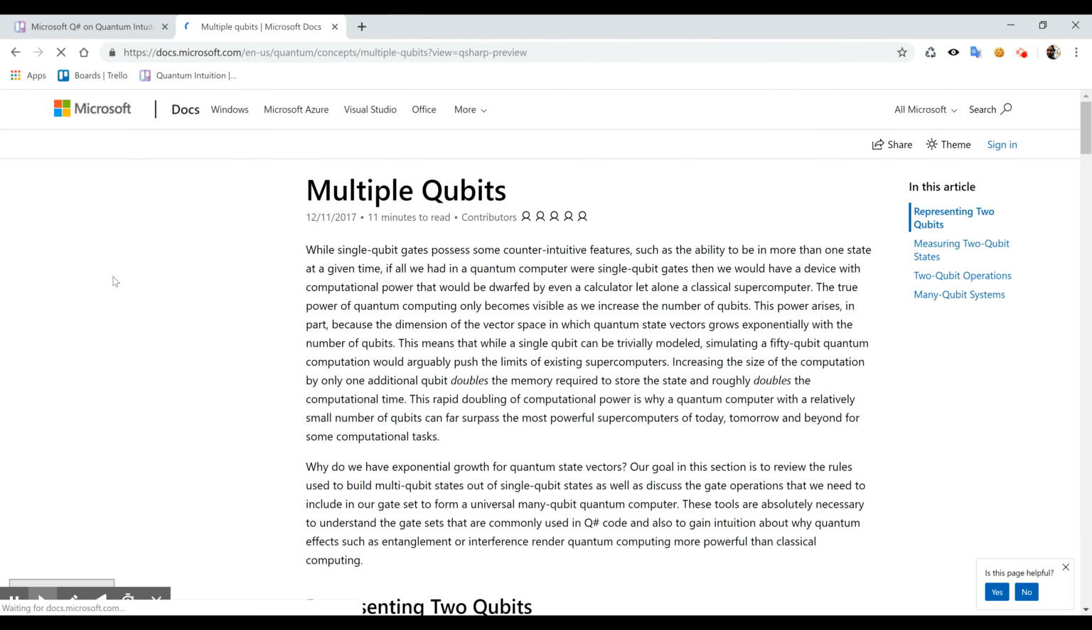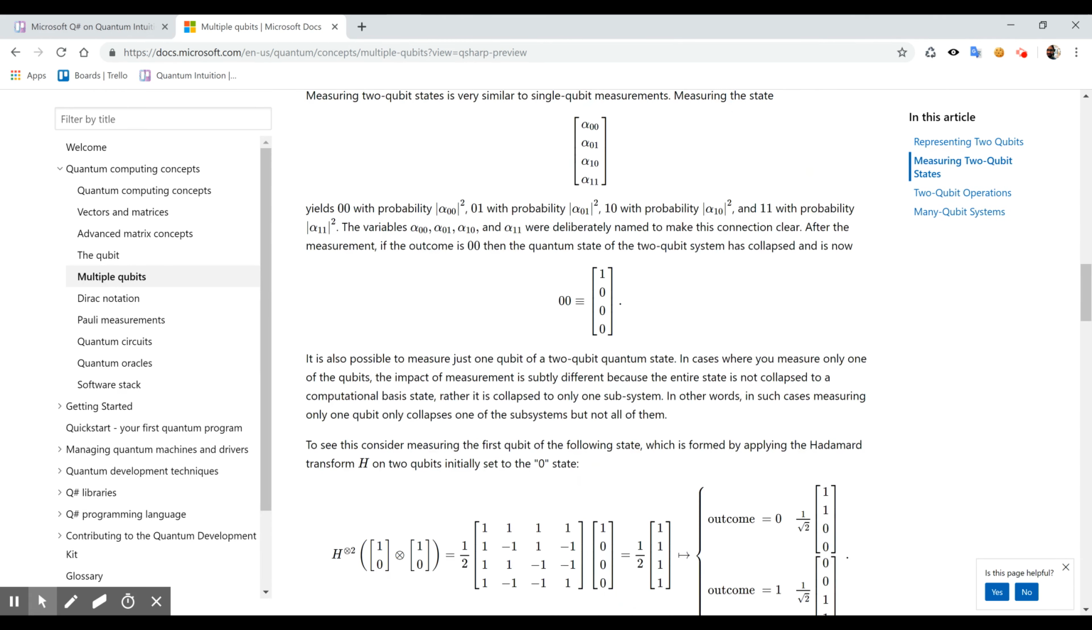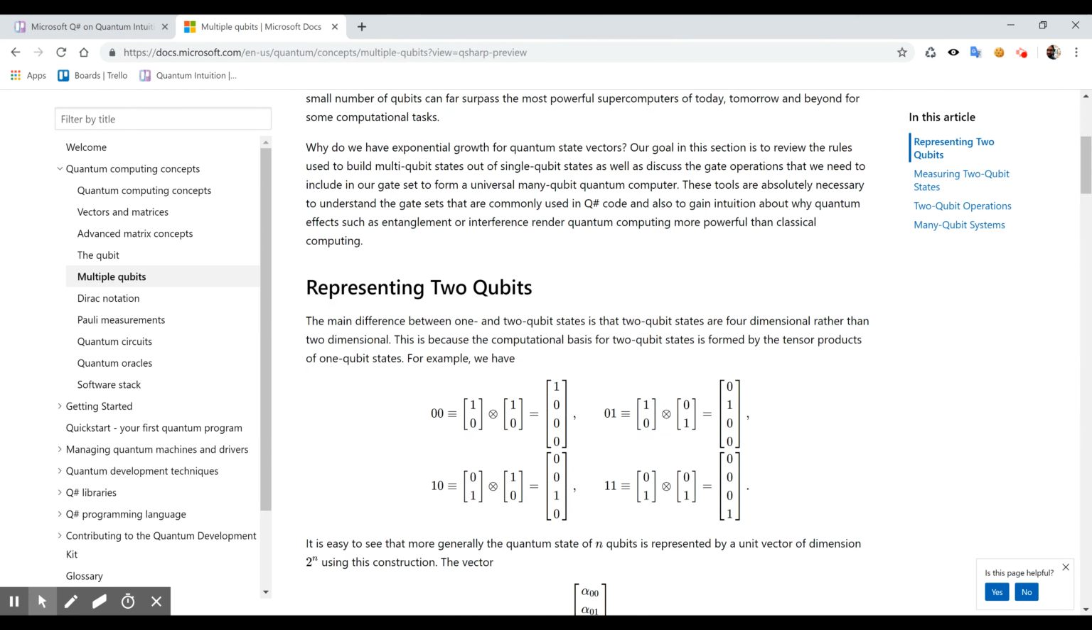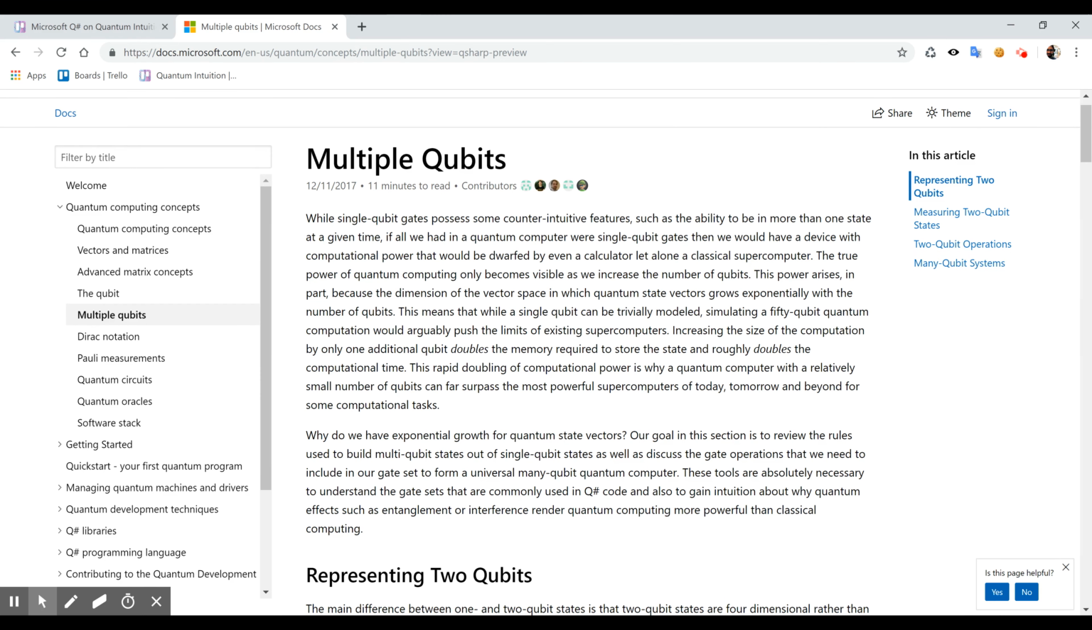Multiple qubits. That's where it gets interesting, because the Bloch sphere is not enough, or at least not the classical representation of a Bloch sphere, to represent two-qubit states. While a single qubit possesses some counterintuitive features, such as the ability to be in more than one state at a given time, if all we had in a quantum computer were single-qubit gates, then we would have a device with computational power that would be dwarfed by even a calculator. The true power of quantum computing only becomes visible as we increase the number of qubits.